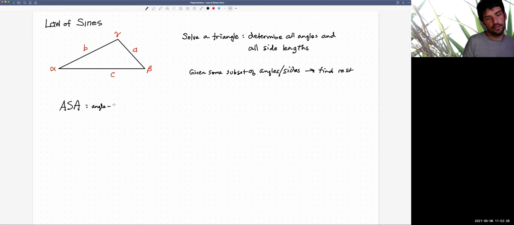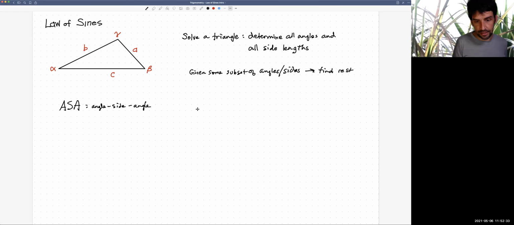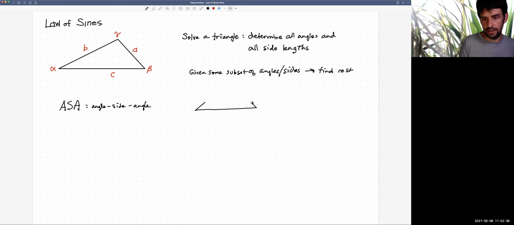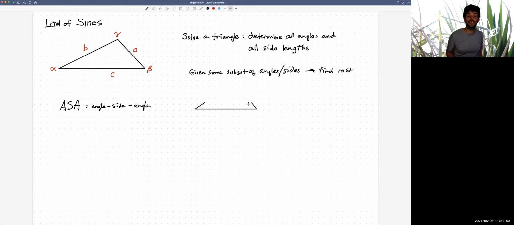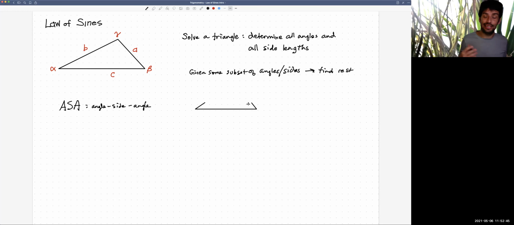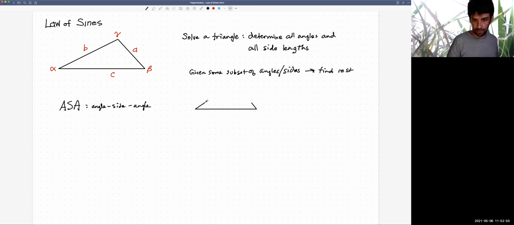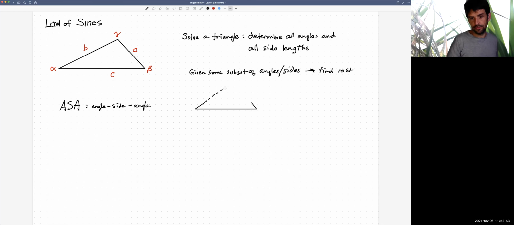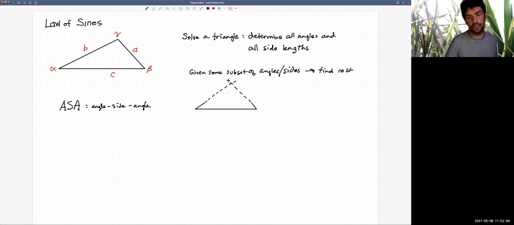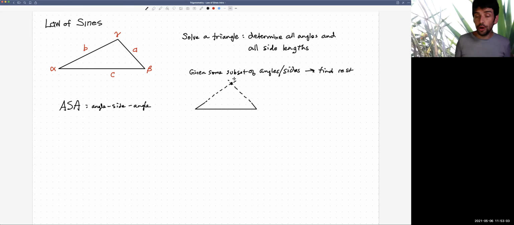Angle, side, angle, right? What this means is we have an angle, a side, and another angle, so the side is between those two angles. It's very clear that if I give you this information, there's only one triangle that could possibly exist, because this side has to continue, pretend my drawing's straight, in this direction. This side has to continue in this direction, and there's only one place they're going to meet, right? There's no other triangle.